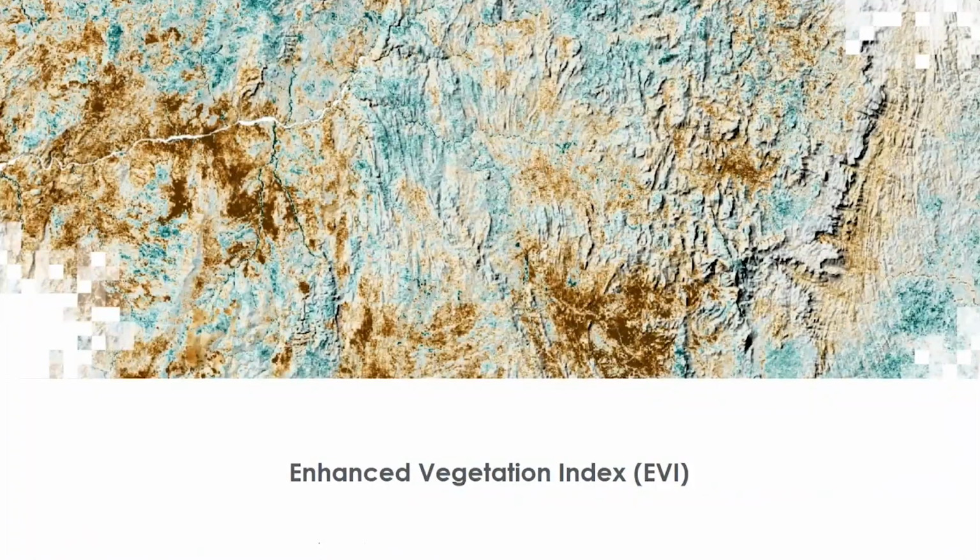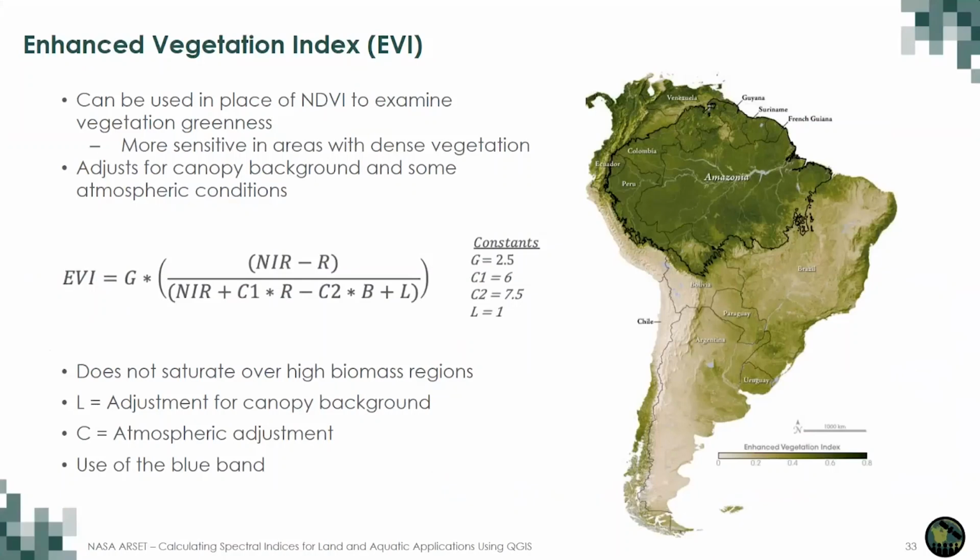Now to look at another vegetation index, the Enhanced Vegetation Index, or EVI. So there are other indices, such as the Enhanced Vegetation Index, or EVI, that could be useful. EVI is another measure of vegetation health. It's particularly useful in regions with high biomass because the NDVI can oversaturate or hit a maximum value in these regions, whereas EVI has a higher threshold and can identify more subtle differences in these regions. For example, the Amazon.